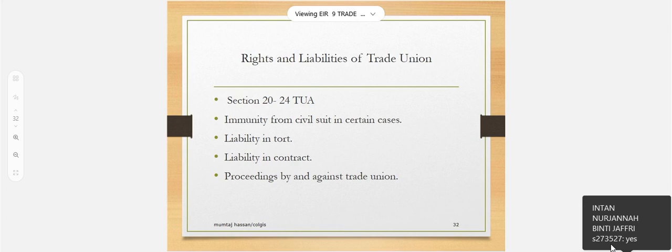Then the liability in tort. Tort means if you cause any injury or defamation, so it's under a different law. If you want to know further, of course, you have to do some research. You don't just depend on the slides. So what is the meaning of tort? You can just Google.